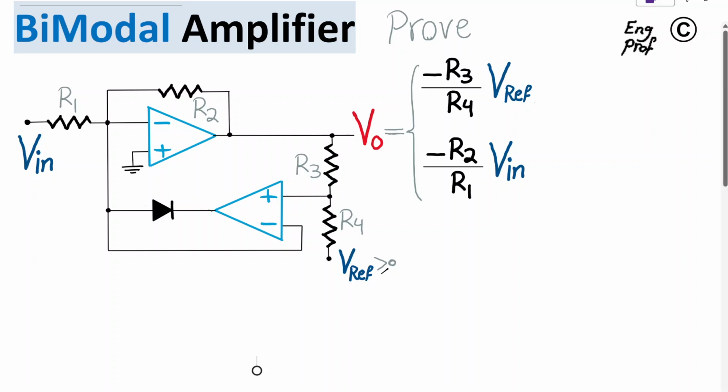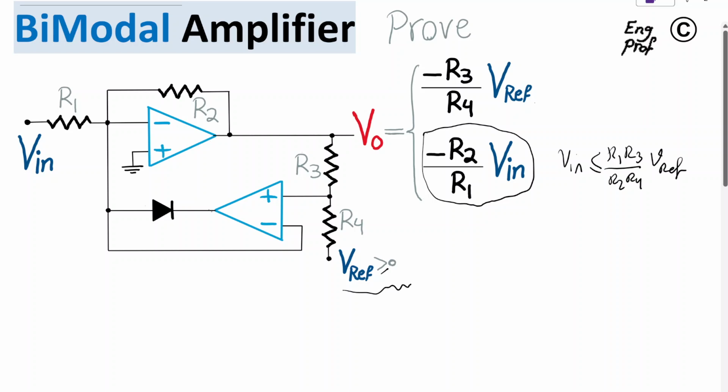In this bimodal amplifier designed using 2 op-amps and 1 diode, we want to show that the circuit has 2 modes of operation. Output voltage Vout is either equal to negative R2 over R1 times Vin, when Vin is less than or equal to R1 times R3 divided by R2 times R4 in denominator times V reference, where V reference is this positive voltage, or is equal to negative R3 divided by R4 times Vref.